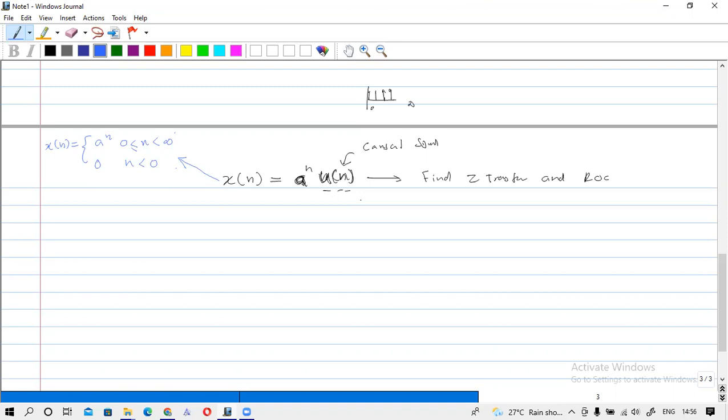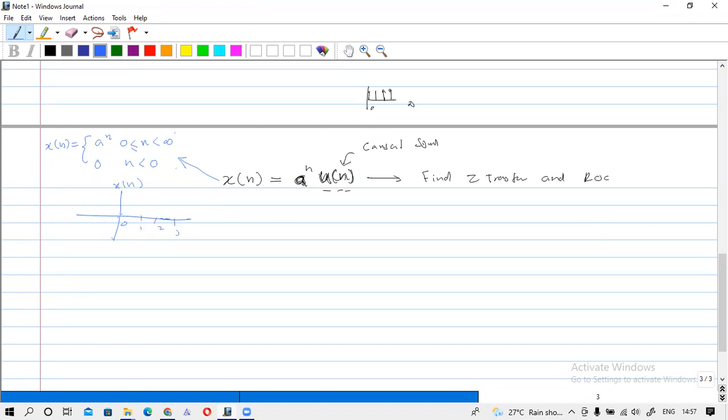Okay, I will quickly do this. I think there is no need for much explanation. If you can see, the signal x[n] will look like this. Here you will have n values 0, 1, 2, 3, and so on.